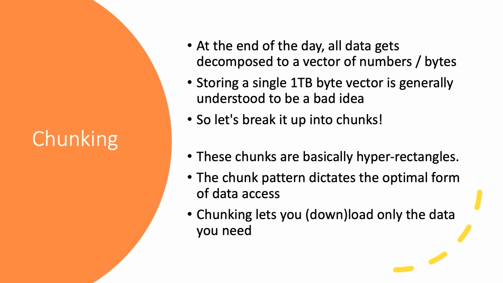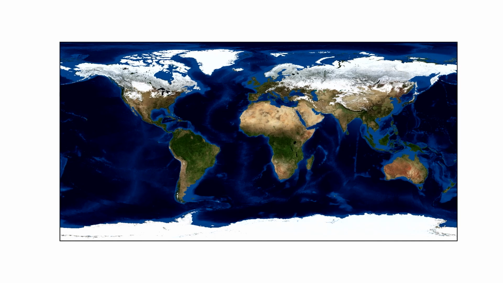What we can do is break it up into so-called chunks, which are basically rectangles in n dimensions, hyperrectangles, and the shape of the chunk dictates the optimal form of access. Fundamentally, the idea behind chunking is that you download only the data you need. But what does that actually mean? Let's take a look at this data. Let's say this is some example dataset. I just put a picture of the Earth, but it could be anything.